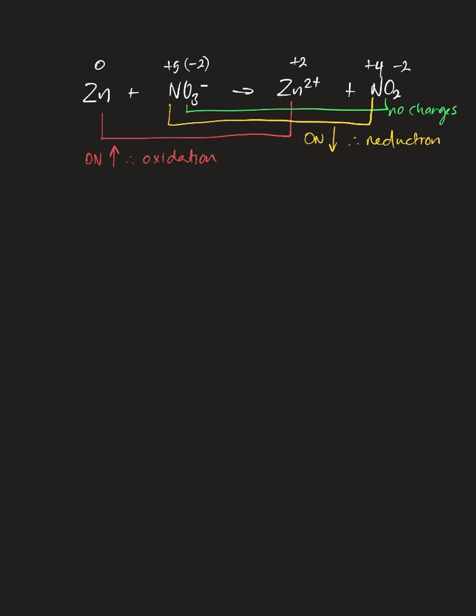Once I've made that decision, I need to make a statement, and I can say that, therefore, the zinc, Zn, was oxidized, and the NO3 minus, the nitrate ion, was reduced. After I'm done with that, I've done step 1, I've done step 2, and I need to do step 3, which is the half reactions.